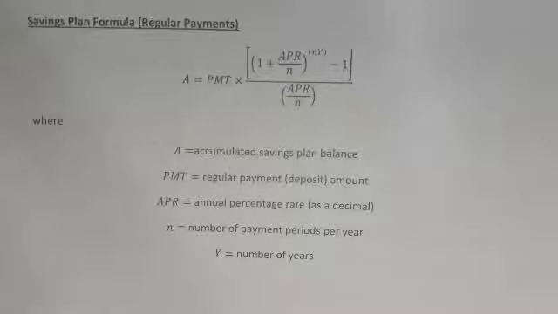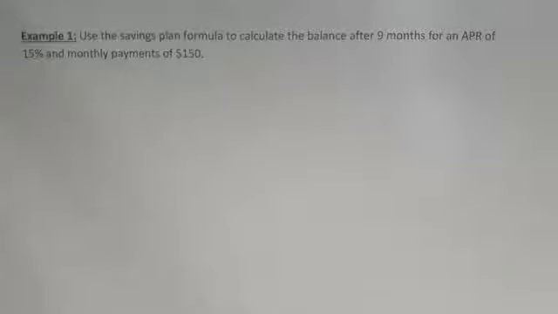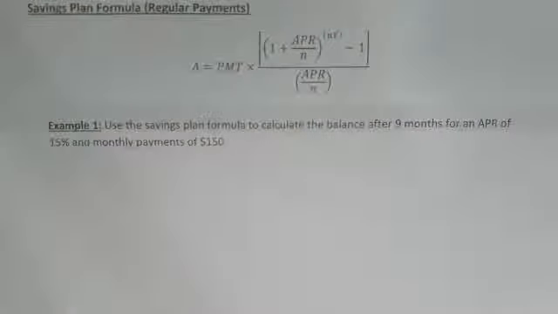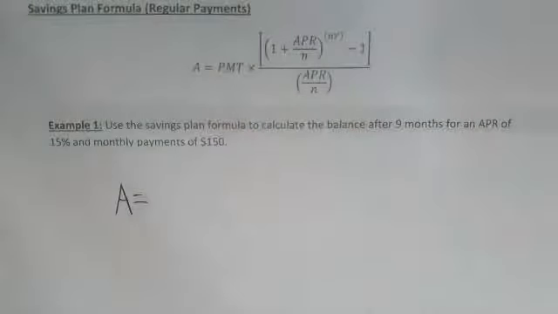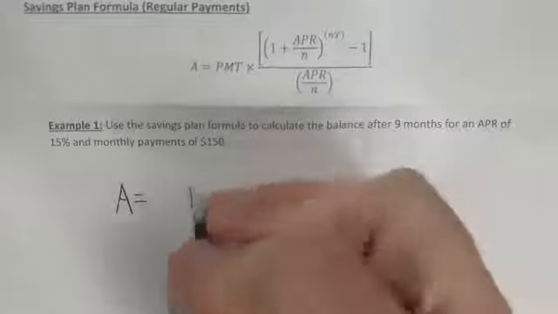So example 1: use the savings plan formula to calculate the balance after 9 months for an APR of 15% and a monthly payment of $150. It's the savings plan, so we want to use this savings plan formula. Calculate the balance, so we want to know the accumulated amount. They start giving us information. The payment is the first thing we want to pull out of there.